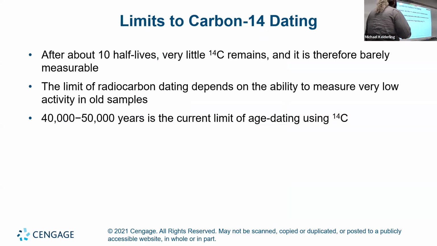After about 10 half-lives, very little carbon-14 remains, and therefore it's barely measurable. And the limit of radiocarbon dating depends on the ability to measure very low activity in old samples. The current limit is, I think, a little better than 40,000 to 50,000 years, but somewhere around there. The real thing is we've been able to use smaller and smaller samples for carbon-14 dating. I don't know what the actual limit is.